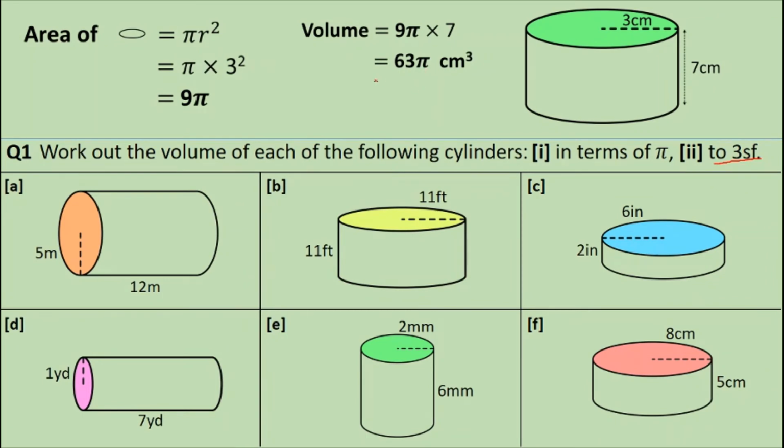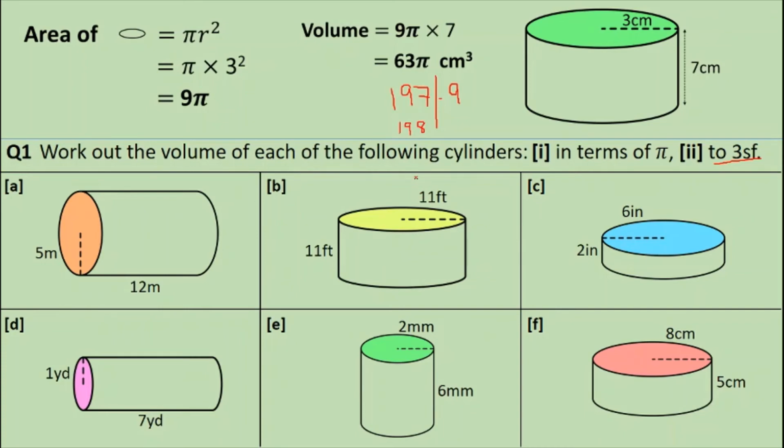what you need to do is put that into your calculator, and 63 pi would be 197.9, which, if we round to 3 significant figures by drawing my line there, would be 198.